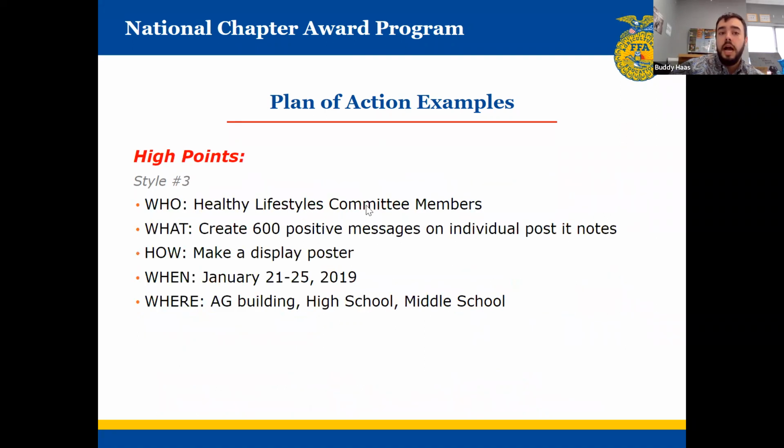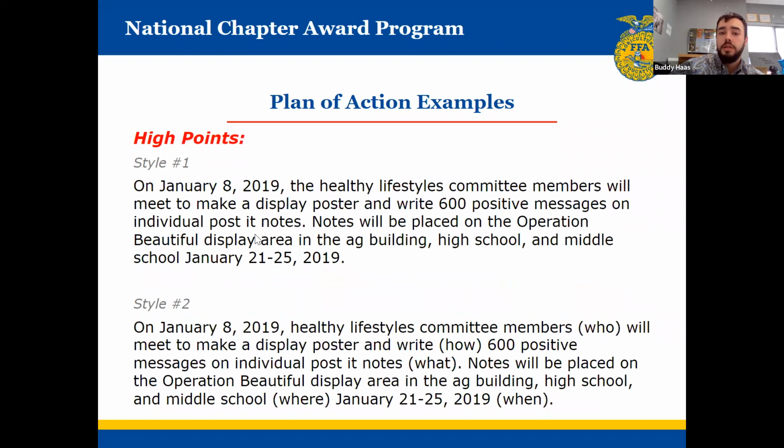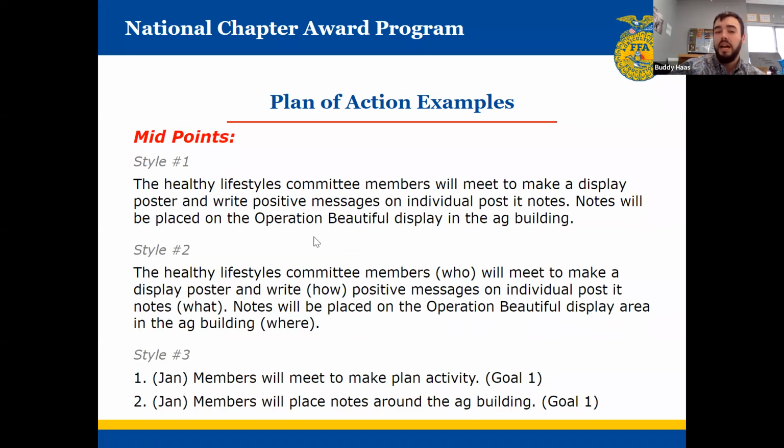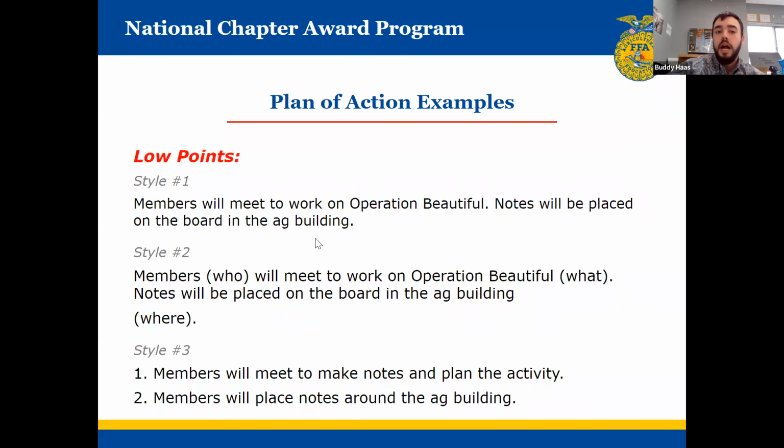So the idea is, high points: I can follow those descriptions to accomplish the goal. Midpoints are vague. I get an idea of where you're going, but I'm not really sure. Low points: I could not give that to a student or a person that doesn't know what's going on to accomplish the goal. For example, "The members will work on Operation Beautiful. Notes will be placed on the board in the ag building." Well, that doesn't really tell me how you're going to get those 600 positive notes posted around the school.